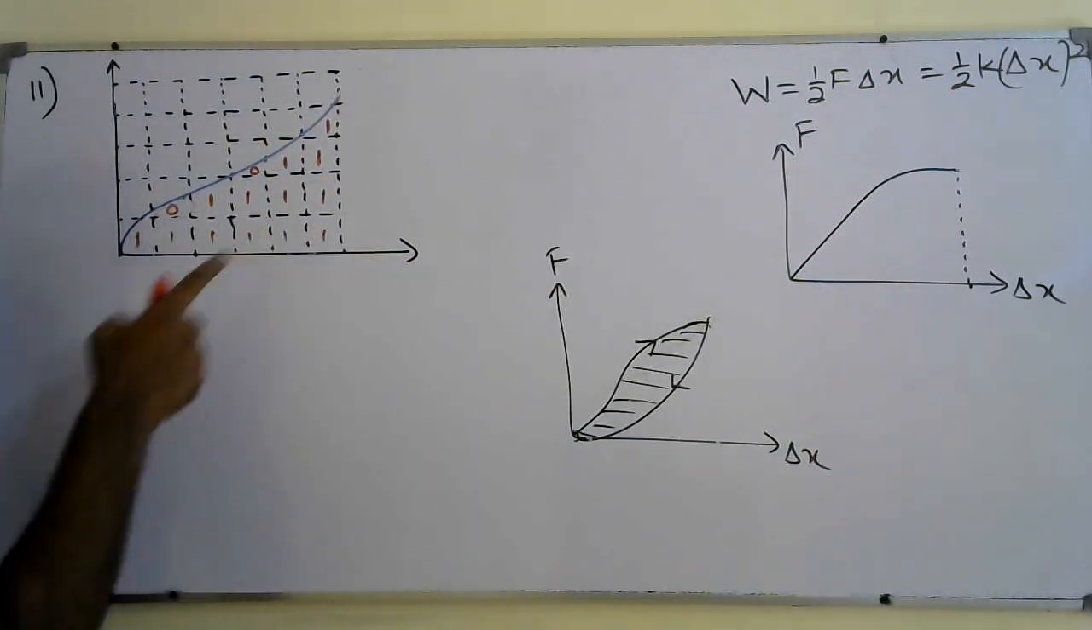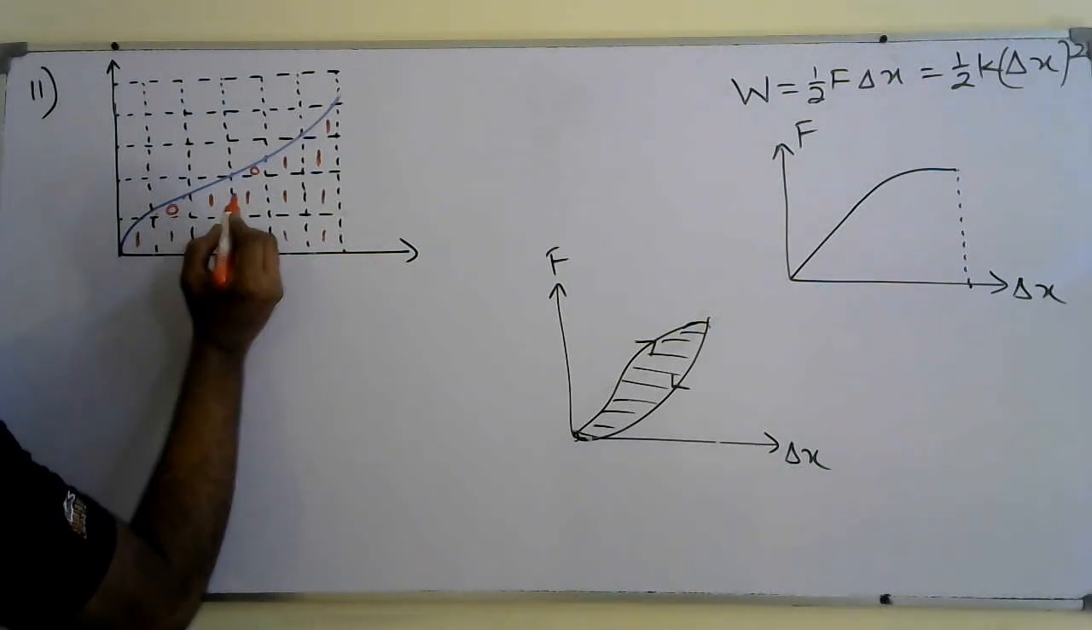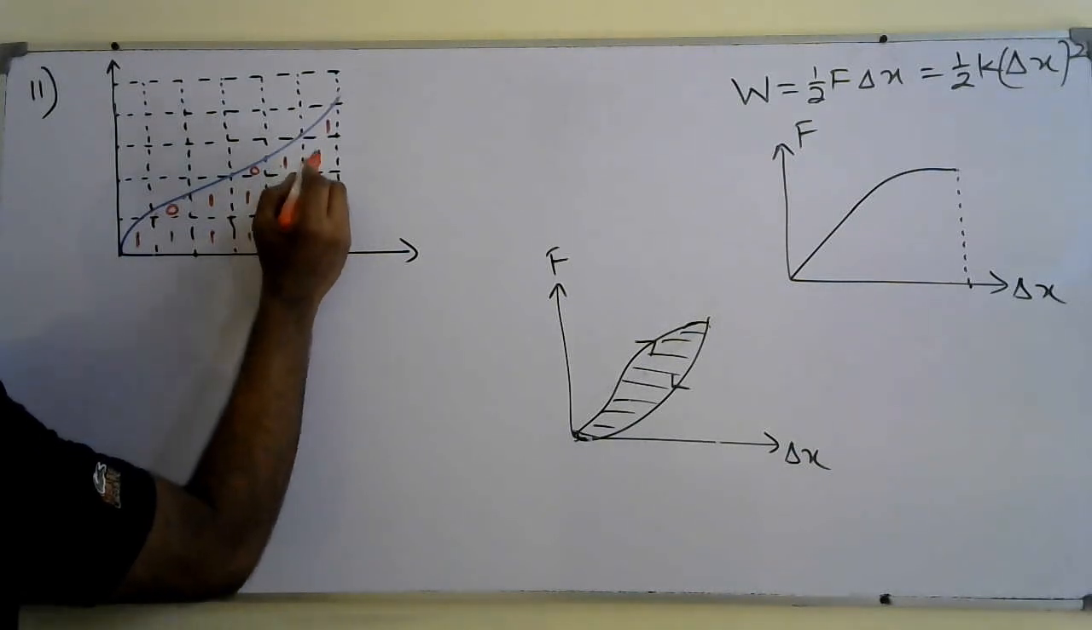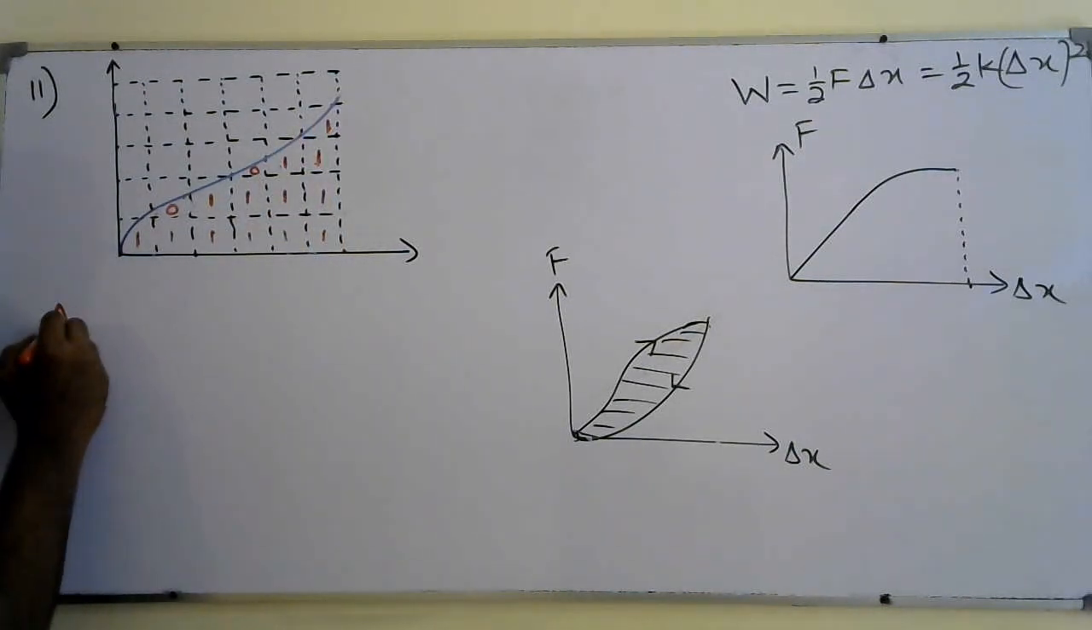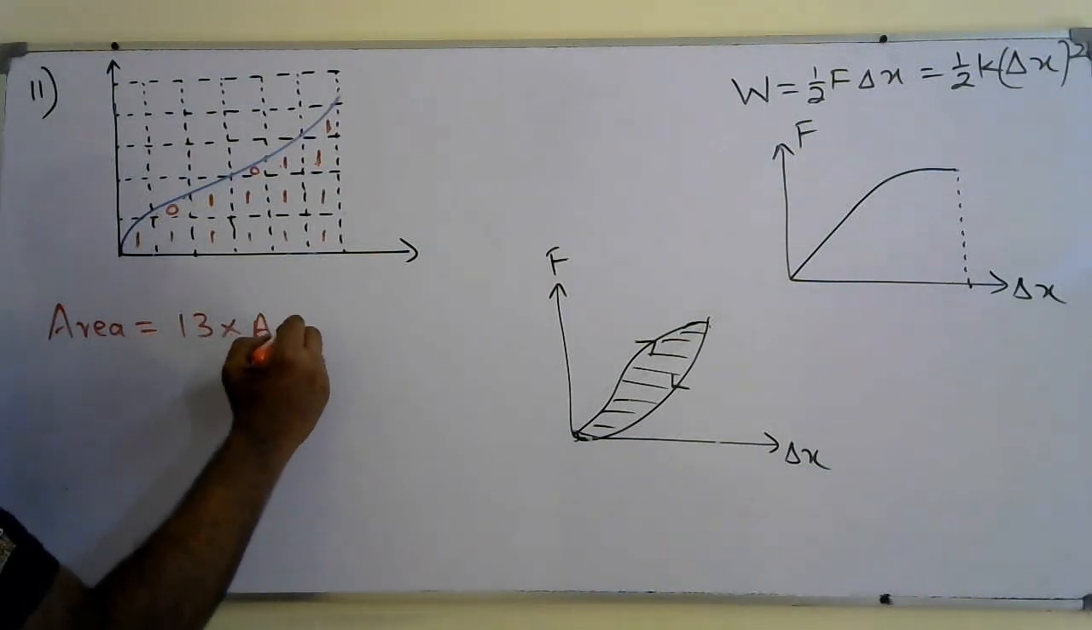So how many total squares are there? 1, 2, 3, 4, 5, 6, 7, 8, 9, 10, 11, 12, 13 squares are there. So the area covered by the graph equals 13 squares into the area of a square.